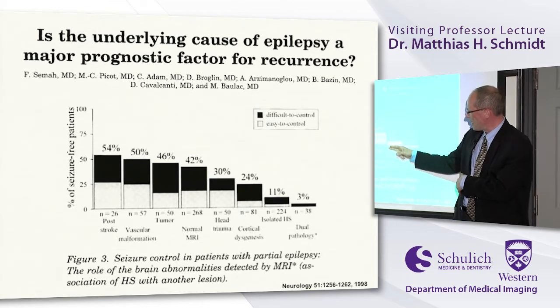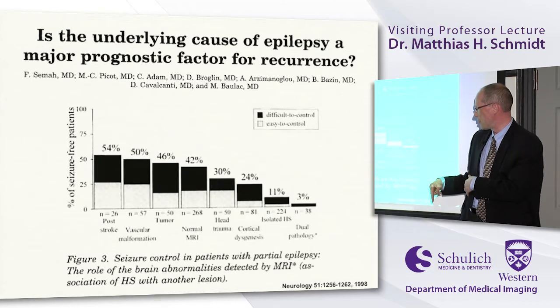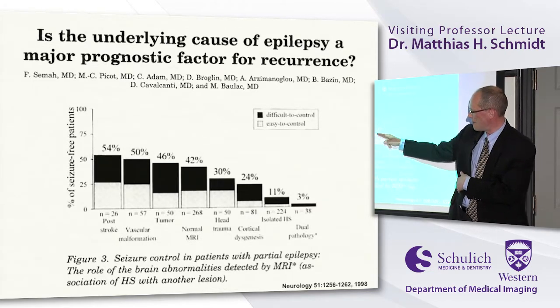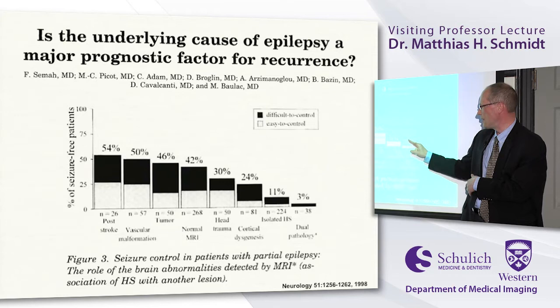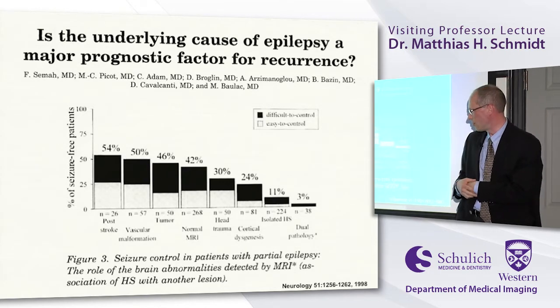Also, people with isolated hippocampal sclerosis have a bad prognosis. And finally, people who have dual pathology, meaning they have cortical dysgenesis somewhere, focal cortical dysplasia, say, and hippocampal sclerosis, have a really dismal prognosis in terms of their seizure control.